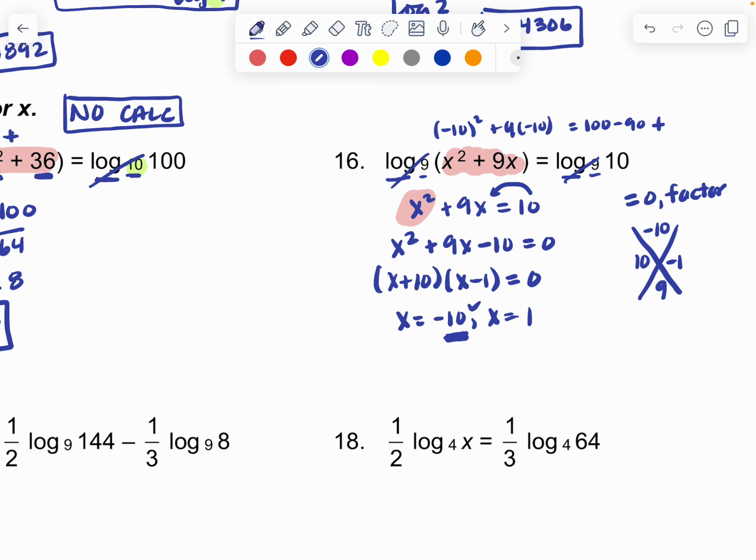Now let's plug in 1 into here, into the x's. 1 squared plus 9 times 1. Okay, that is definitely positive, right? So again, you guys, in this case, both of the answers worked. That's not always going to be the case, so make sure you double check them.